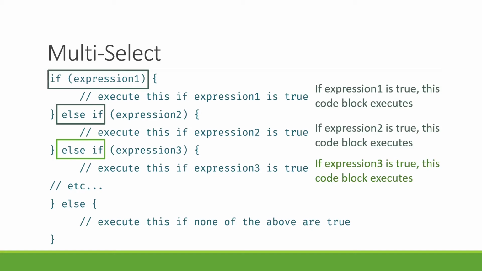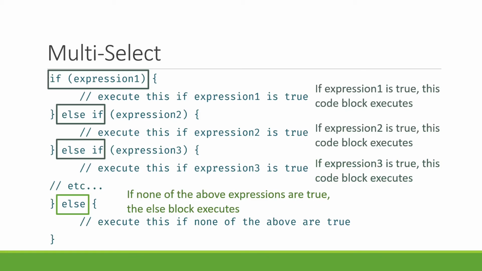The program continues in this manner until it either reaches a condition that's true, in which case it executes that code block and then leaves the structure entirely, or it runs out of else ifs to check. If it runs out of conditions to check, it will then move to the else block and execute the else block's code. If there is no else block, then the program flow moves to the statement immediately after the entire multi-sided selection structure. Let's look at an example.